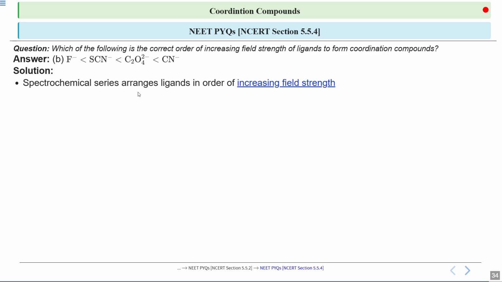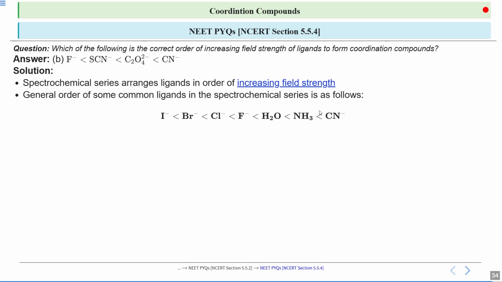So the spectrochemical series is the series which arranges the ligands in the order of increasing field strength on the basis of how strongly they can split the d orbitals into the higher and the lower energy levels. The general order of some common ligands in the spectrochemical series is as follows. You can see the lowest is for iodide, bromide, chloride, fluoride, then water, then ammonia, and then comes the strongest, that is cyanide ion. Right? So this is the common ligand spectrochemical series.